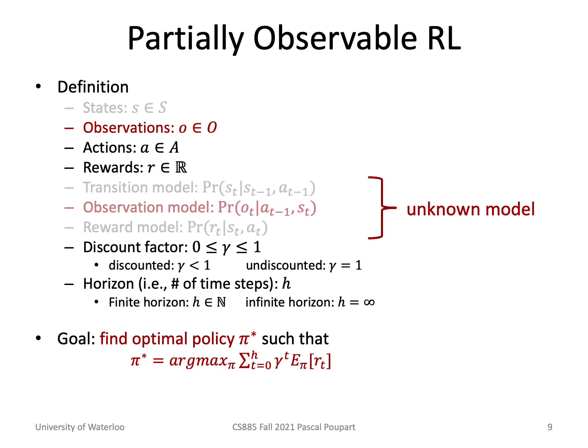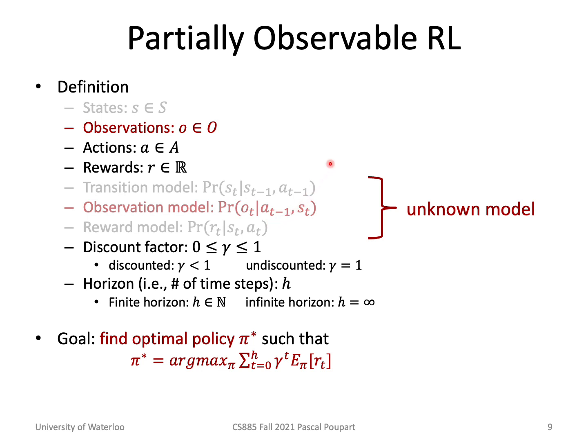We can define formally a partially observable Markov decision process with the following components. Here you'll notice that I've highlighted in red what are the new components in comparison to a fully observable Markov decision process. So more precisely, we have observations, and we also have the observation model, which is our distribution over observations given the last state and action.